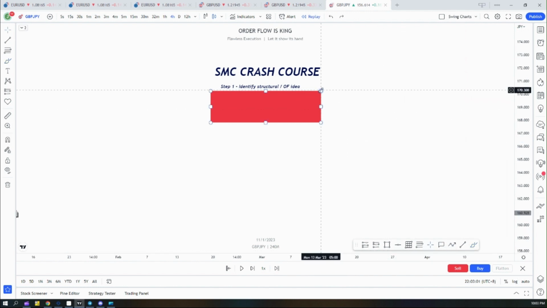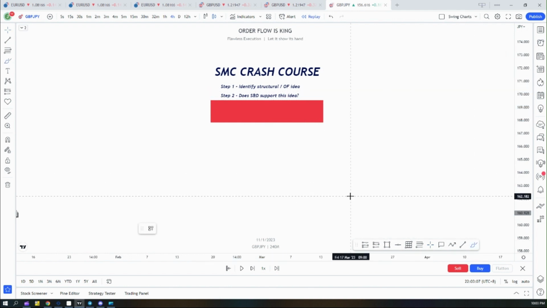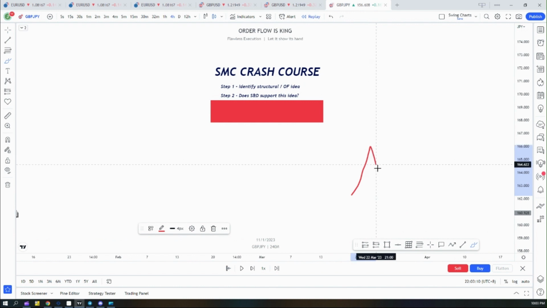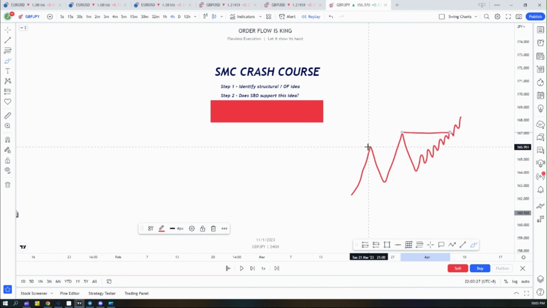What is step number 2? Does supply and demand support this idea? Now, very important, because if, for example, you have your trend, right, and something like this, for example, right? Yes, you're bullish, right? Because the market is producing higher low, higher high, higher low, higher high, right? But all of this is mitigated, right? So at this moment in time, you don't have a strong demand level to buy off.